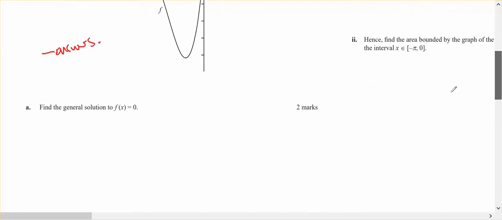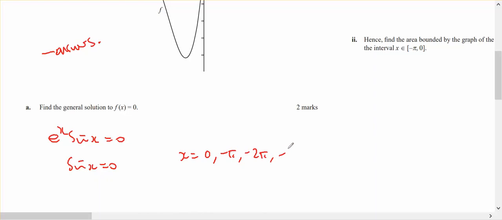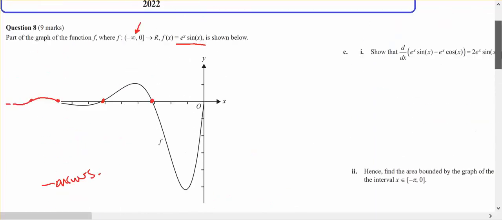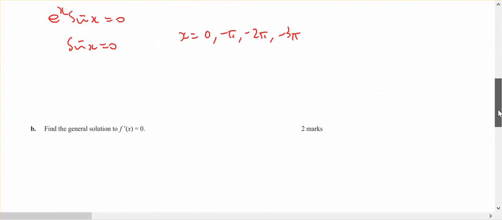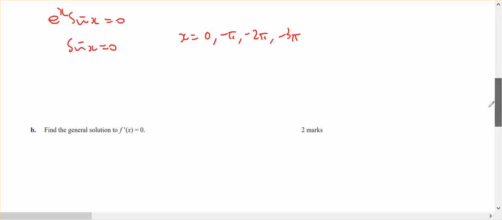Okay, so I want e to the x sine of x equaling 0. E to the x can never equal 0, so it's when sine of x equals 0, and that will be at x equals 0, minus pi, minus 2 pi, minus 3 pi. Do I include 0? I do include 0. So x is going to equal n pi, where n is an element of all integers but negative, including 0.